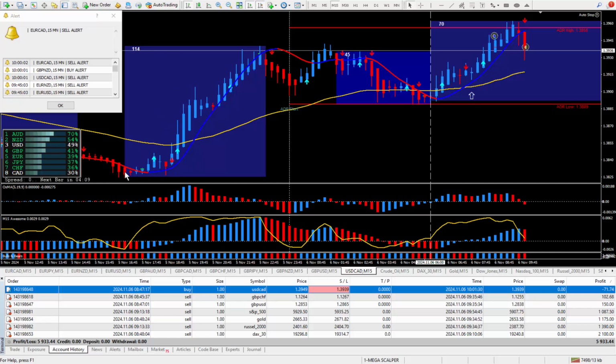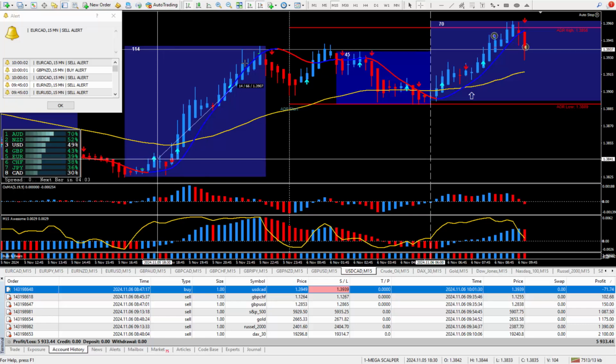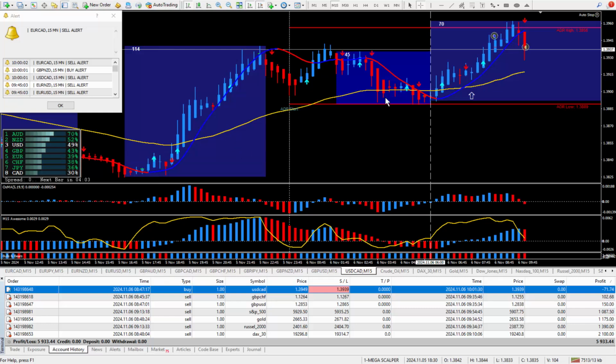Look at even in the Asian session last night, right here on this blue arrow. Look at that move right there. It's 96 pips. So you can trade my system any time of the morning, afternoon, or night. Whenever you feel like trading, the market is always producing pips and or ticks.